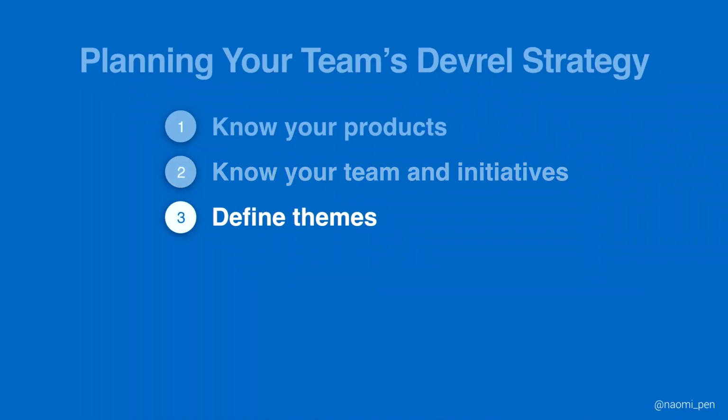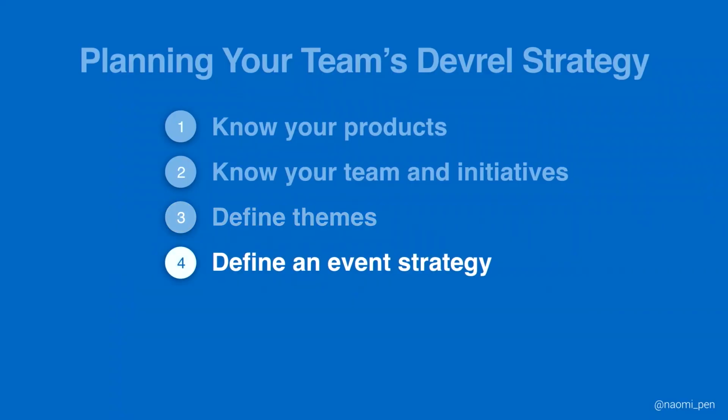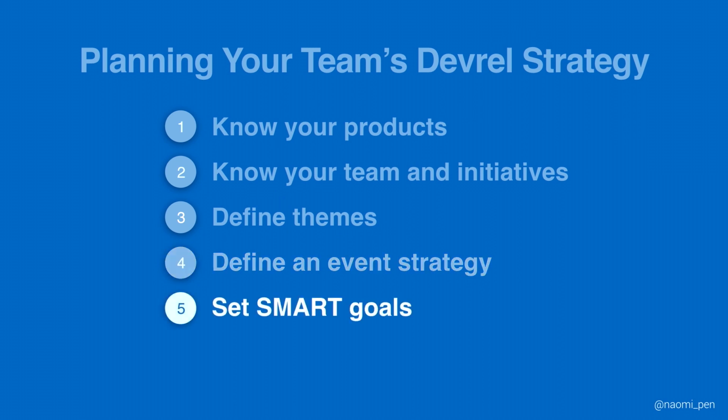Then the next step is to define overarching themes. So setting the bigger long-term goal that you're trying to achieve. And then going back to the initiatives you discussed in the previous step and making sure that those are aligned with those themes. Step 4 is to define an event strategy if you are a DevRel team that does a lot of events. And that then goes through creating some selection criteria based on which you can decide which events you should actually be going to and which you shouldn't be going to. And the last step is setting SMART goals, and that is on a per initiative basis.